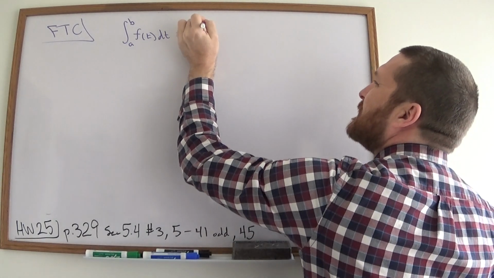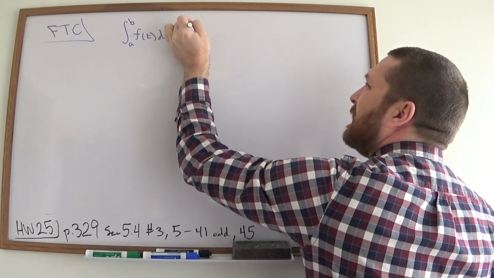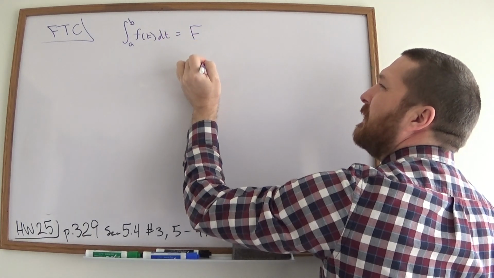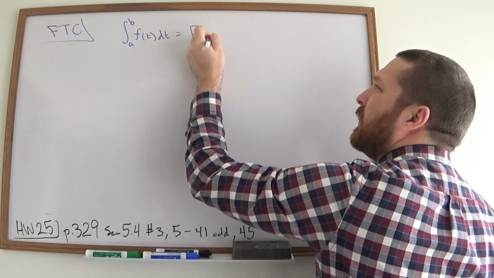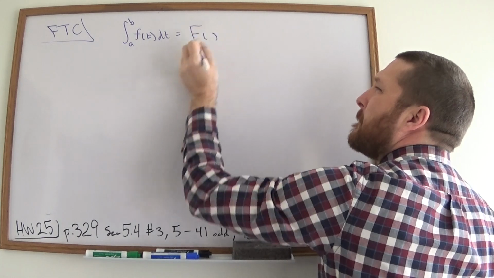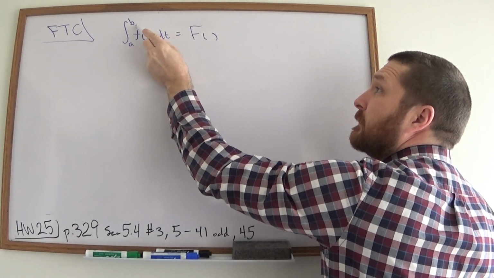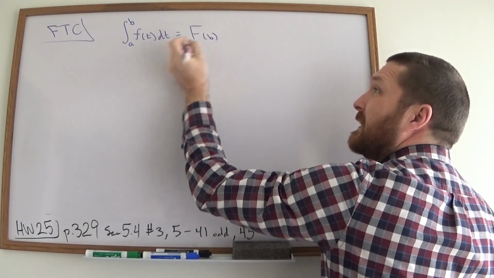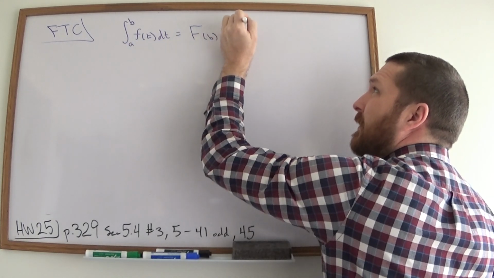How have we been doing this? With a capital F, right? So then capital F of what? X. Of A. No, both B. Of B, that limit, minus.